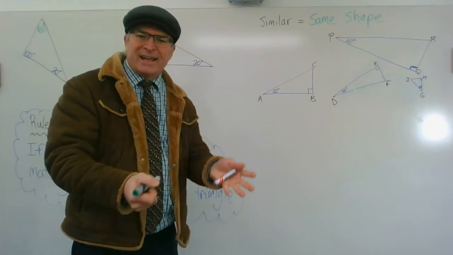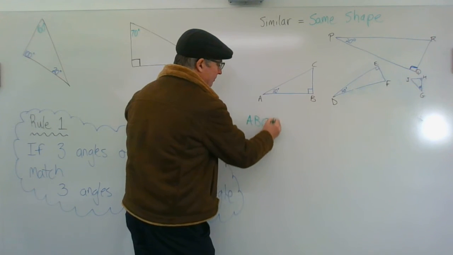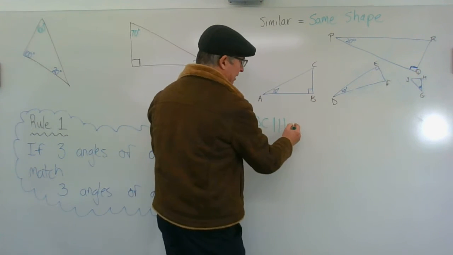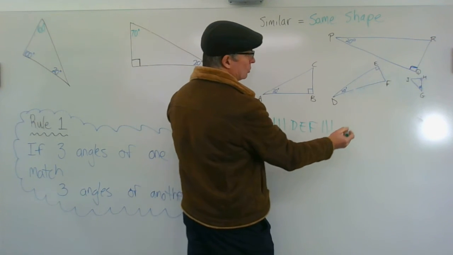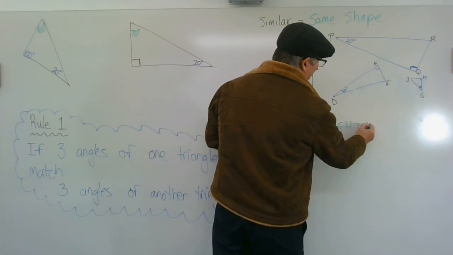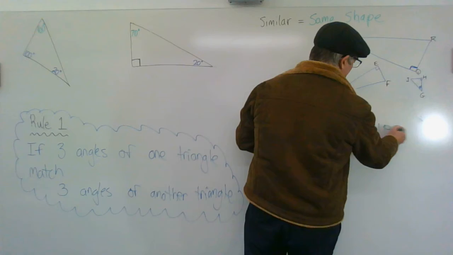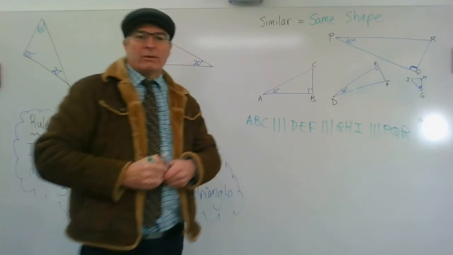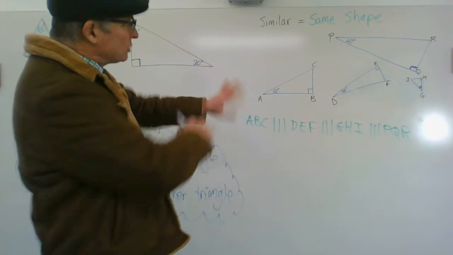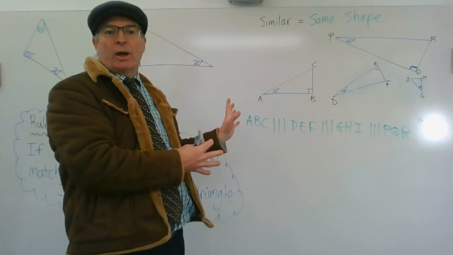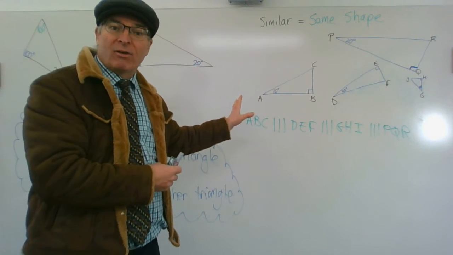If you wanted to write that down mathematically, you might write that ABC is similar to DEF, which is similar to GHI, which is similar to PQR. All those triangles there are similar triangles. Now, instead of drawing a bunch of individual similar triangles, I could put all those triangles on the one diagram more easily if I wanted to.